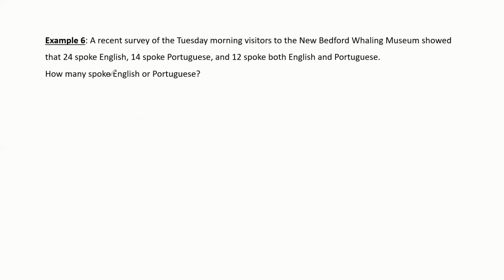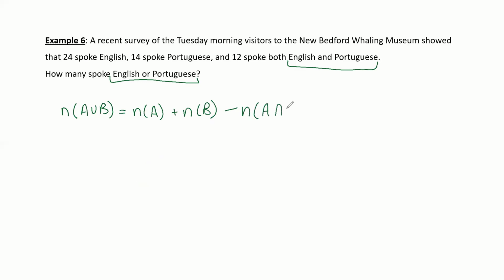So when we want to know who spoke English or Portuguese, and we're given both English and Portuguese, we're going to use the rule: the number in the union of A and B is equal to the number in A plus the number in B minus the number in the intersection of A and B.